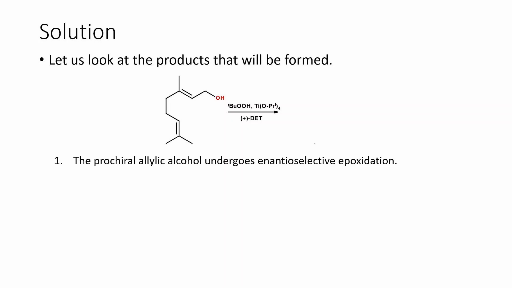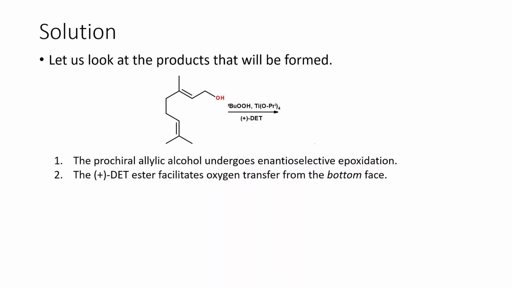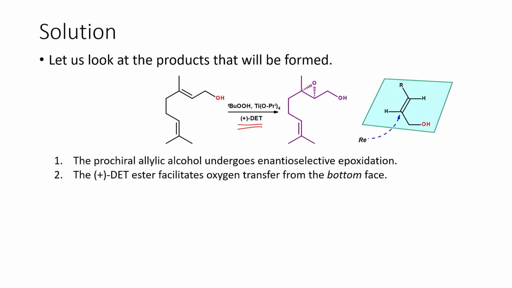So if we look at what is the product that will be formed in the reaction, the first one is we have a prochiral allylic alcohol. This undergoes enantioselective epoxidation reaction. So when we use the plus DET, that is the diethyl tartrate isomer, this facilitates the oxygen transfer from the bottom face as shown here. So how do we actually know what this product is? We have to draw a square as shown here on the right hand side.